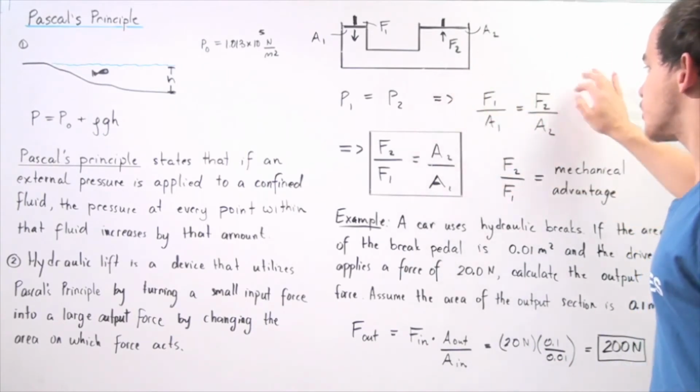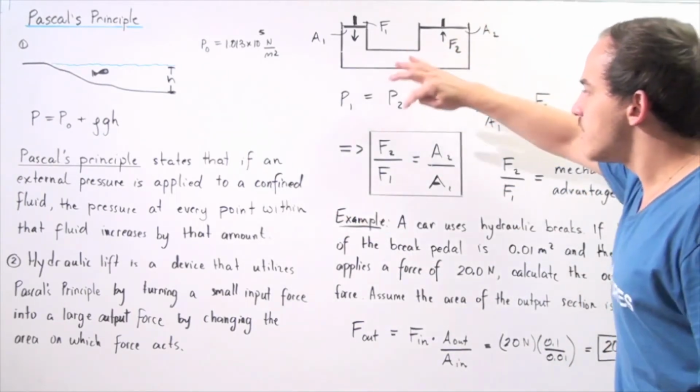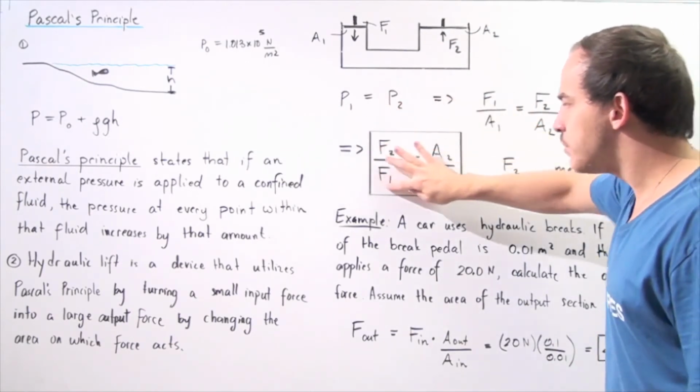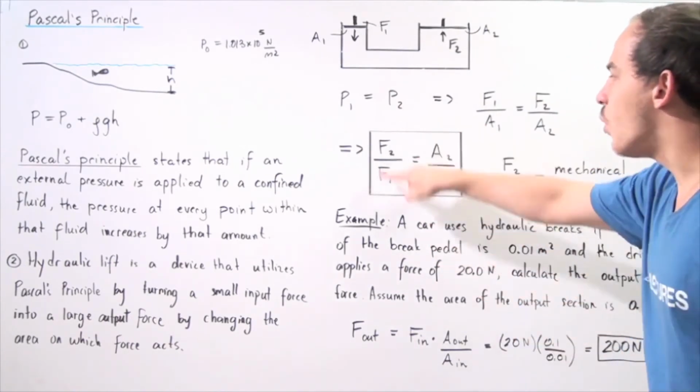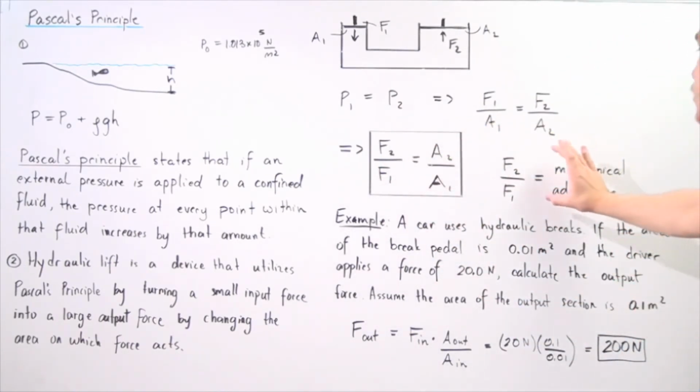Now we can rearrange this equation and we get the following result. The output force divided by the input force is equal to the output area divided by the input area. And this quantity, F2 divided by F1, is known as our mechanical advantage. So let's look at the following example. Let's suppose a car uses hydraulic brakes. If the area of the brake pedal is 0.01 meters squared and the driver applies a force of 20 newtons onto that brake pedal, calculate the output force assuming the area of the output section is 0.1 meters squared.